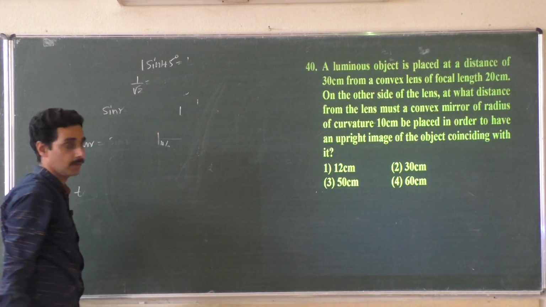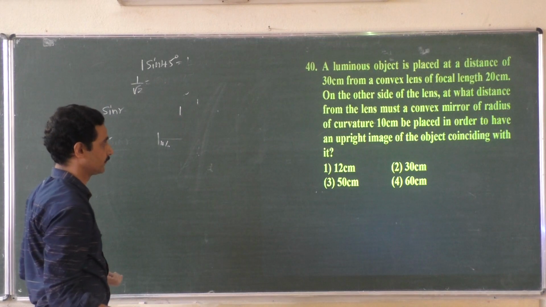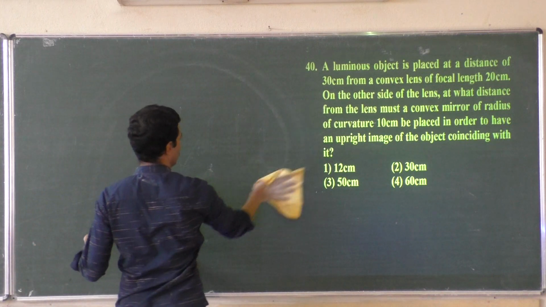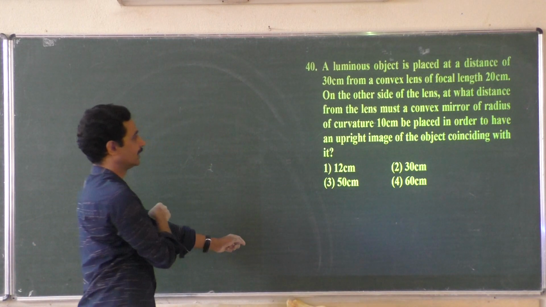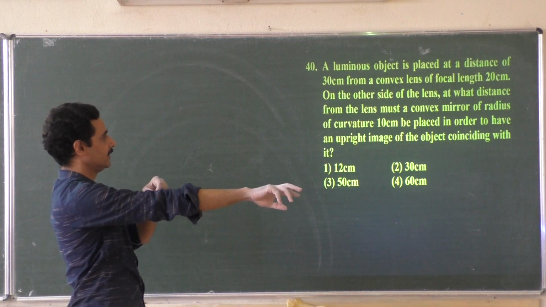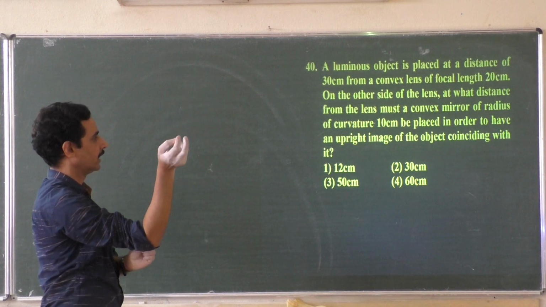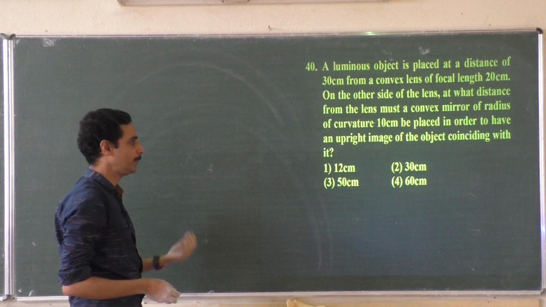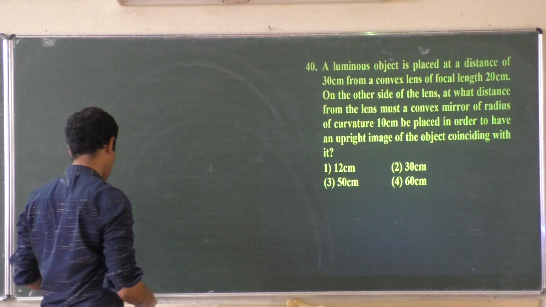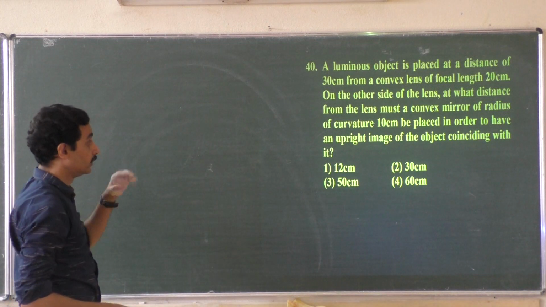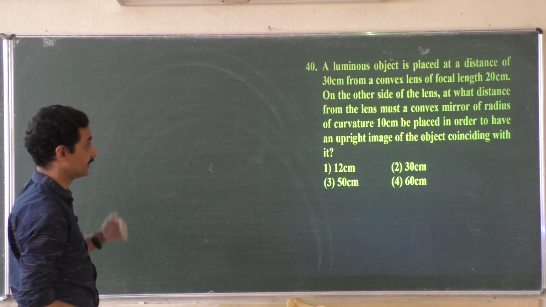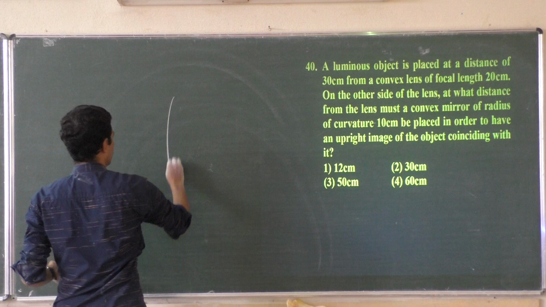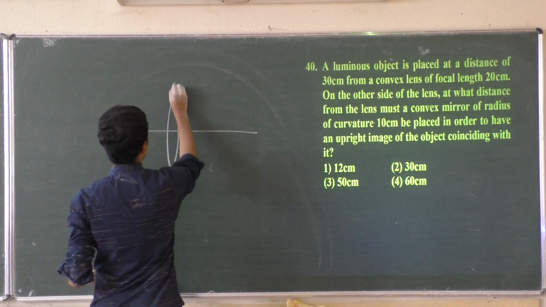3940. A luminous object is placed at a distance of 30 centimeters from a convex lens of focal length 20 centimeters. On the other side of the lens, at what distance from the lens must a convex mirror of radius of curvature 10 centimeters be placed in order to have an upright image of the object coinciding with it, right? Convex lens of focal length 20 centimeters.